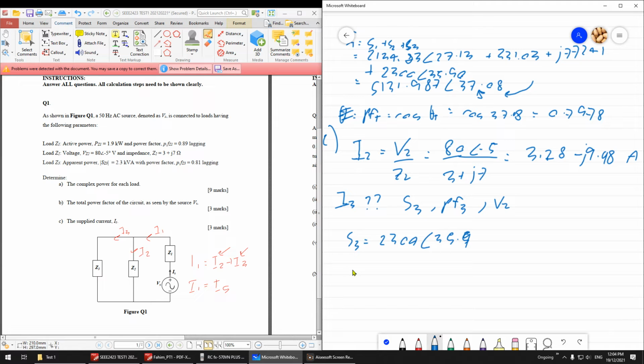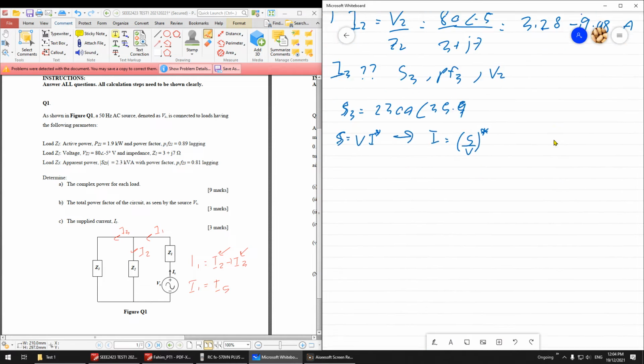Recall that complex power is equal to V I conjugate. So from this, I is equal to S divided by V, conjugate. I think some of you flip this. Make sure you are careful when you do algebra. Make sure you divide it correctly.